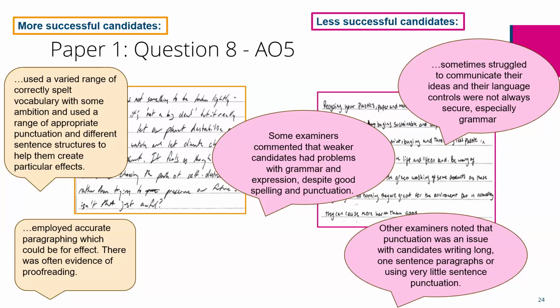So that's those three, AO1, AO4, and AO5, some pointers on what more successful and less successful candidate responses we looked at. So that's our section B of this specification.